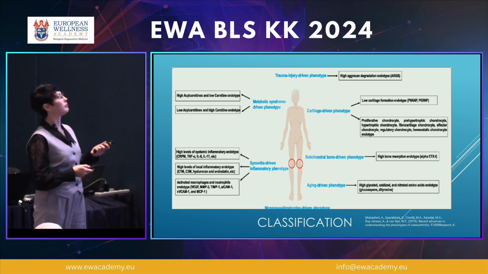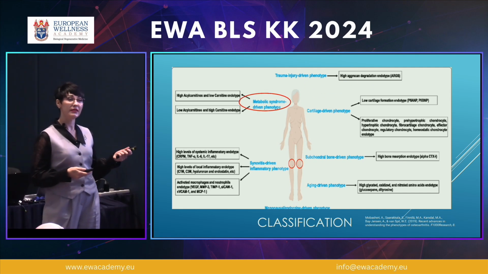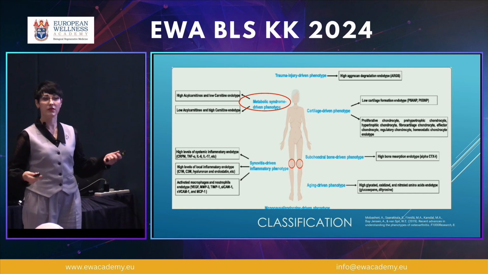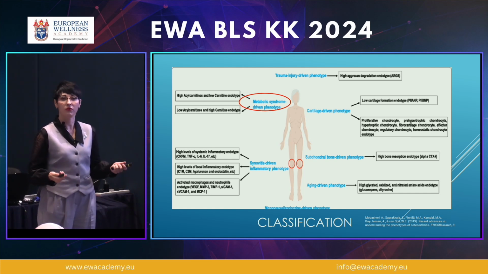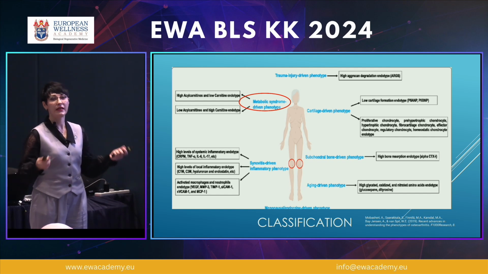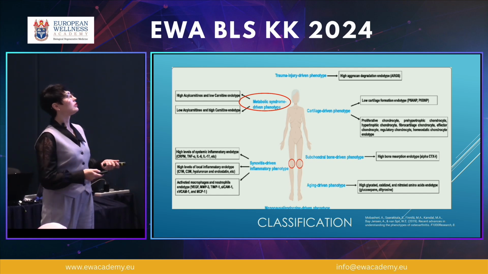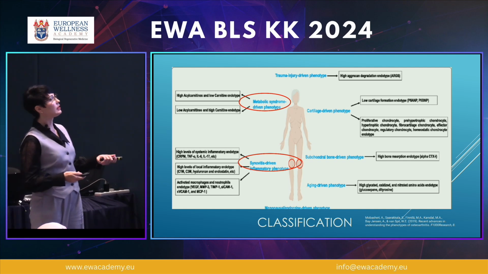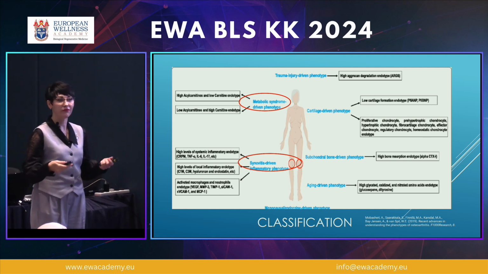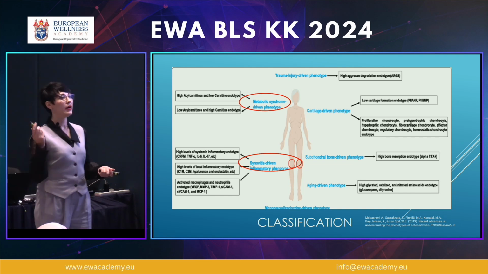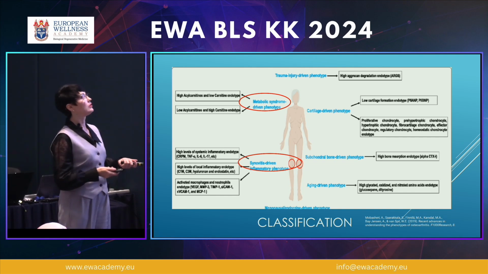For example, the metabolic syndrome driven phenotype is based on metabolic disorder. If a patient has overweight or obesity, of course, if we give any treatment, any medicine, we cannot change the structure, right? In the synovitis driven inflammatory phenotype, the main reason is inflammation. So any chondroprotectors will not work.